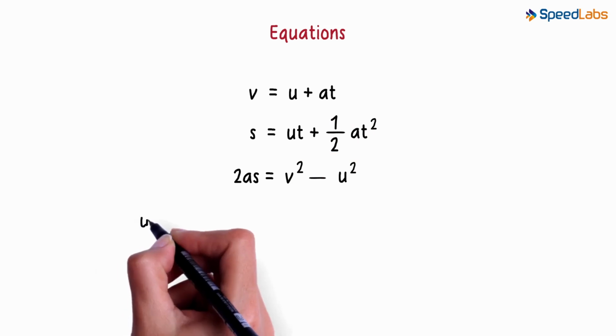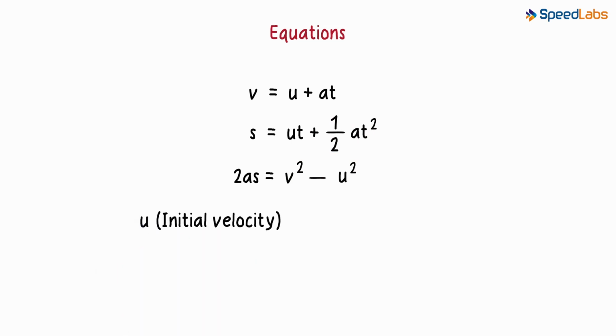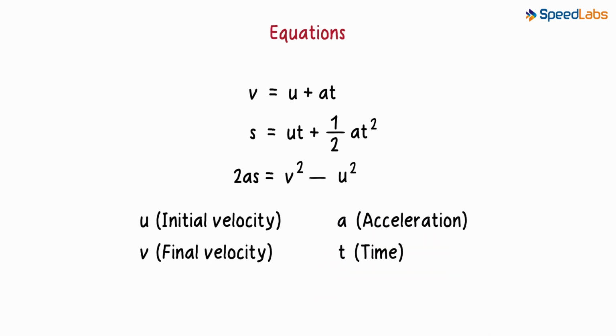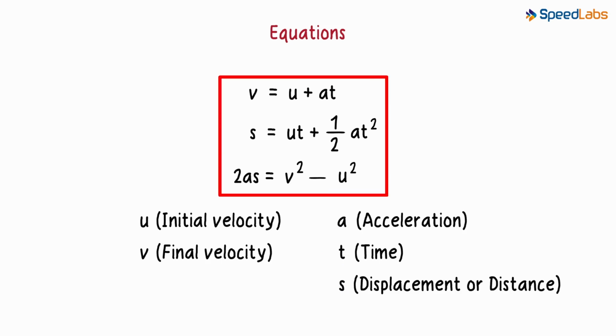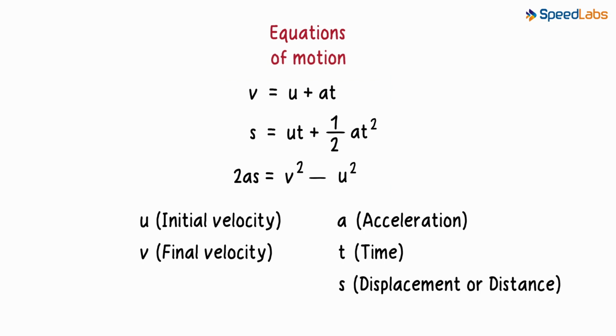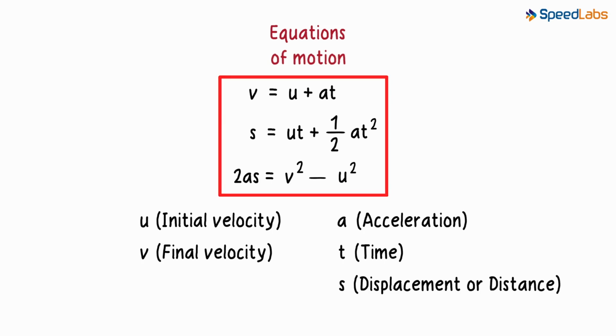We will use U to denote initial velocity, V to denote final velocity, A for acceleration, T for time, and S for displacement or distance. Together, these three are called equations of motion. So when we are provided with certain data and we have to find the missing information, it is very easy to calculate the answer using these three equations.